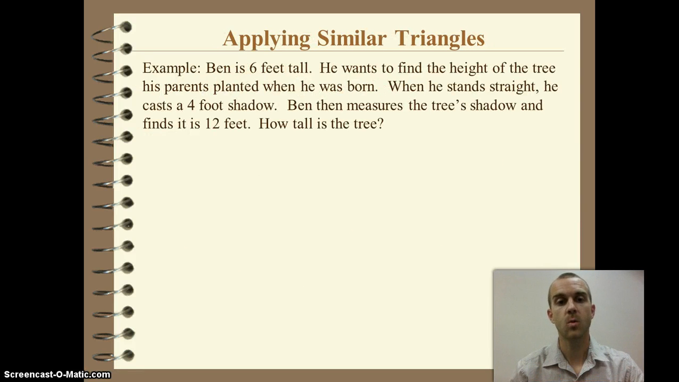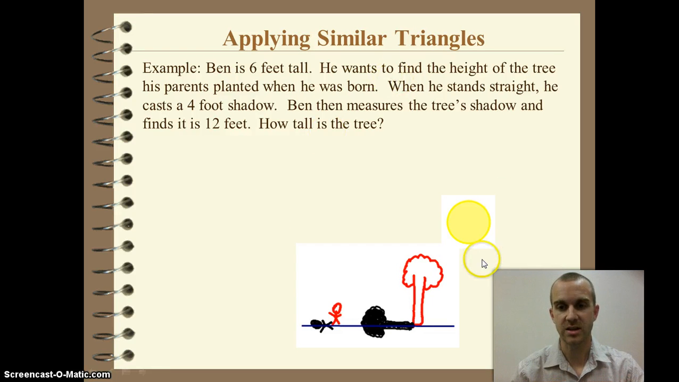So where do we use this? So here's an example of how we can use similar triangles. Ben is 6 feet tall. He wants to find the height of a tree his parents planted when he was born. When he stands straight, he's casting a 4-foot shadow. He measures the shadow of the tree and finds it's 12 feet, so how tall is the tree?